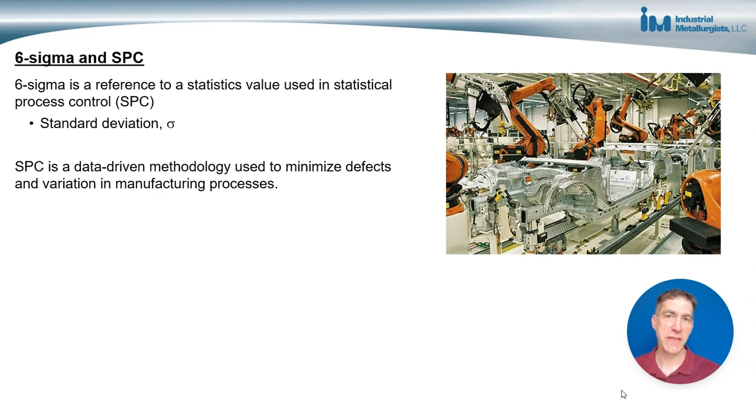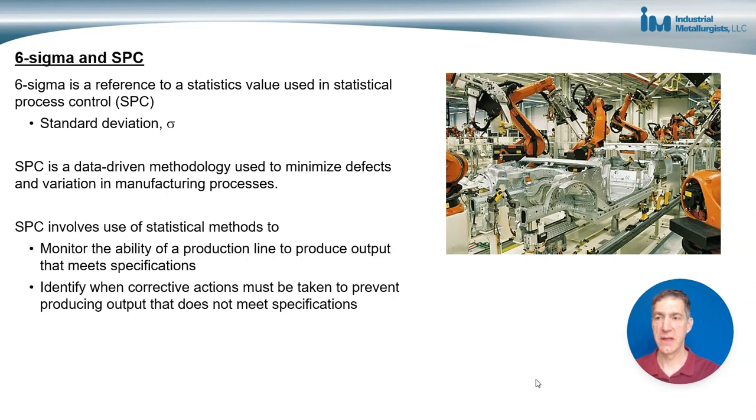SPC is a data-driven methodology that's used to minimize defects and variation in manufacturing processes. And it involves use of statistical methods to monitor the ability of a production line to produce output that meets specifications. And it's also used to identify when corrective actions have to be taken to prevent producing output that does not meet specifications. And this can happen when a problem occurs with a manufacturing line, such as an equipment breakdown or operator error, or maybe a change in the environment. Things that cause changes to the manufacturing process that affect the manufacturing output.